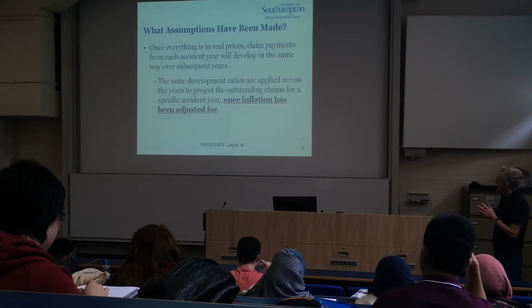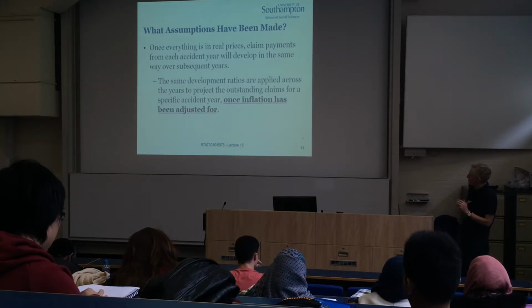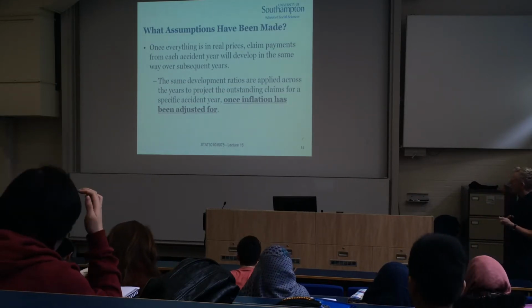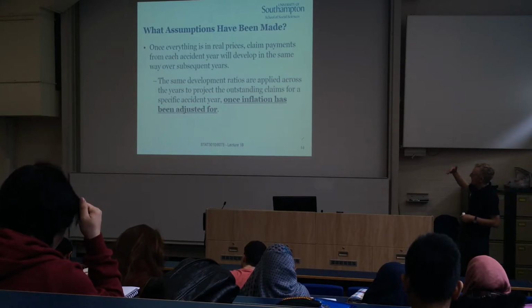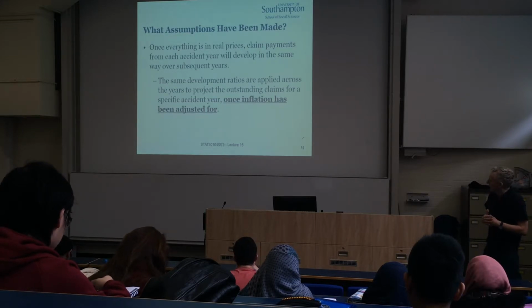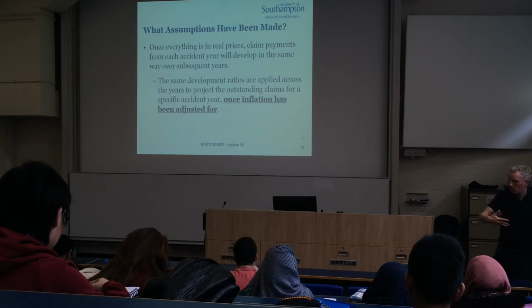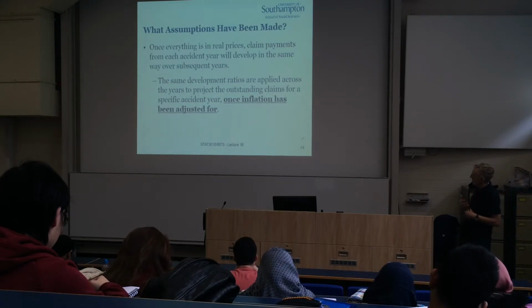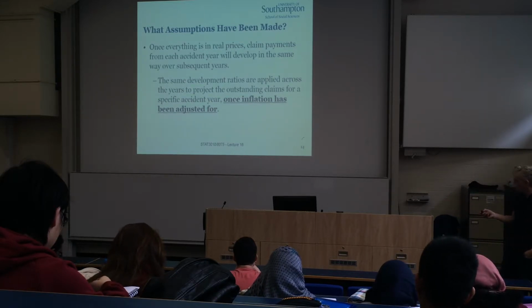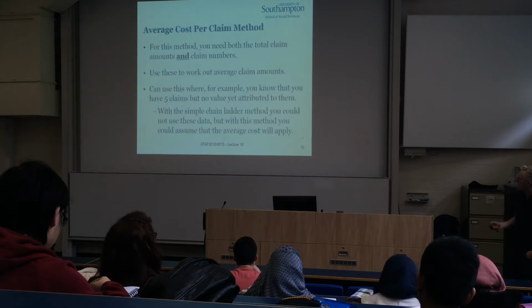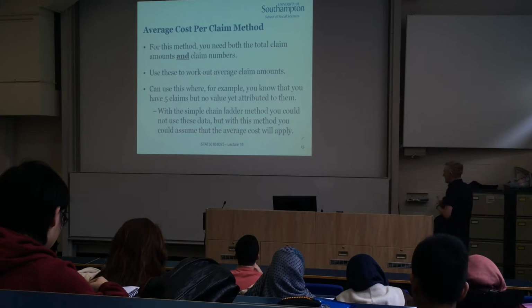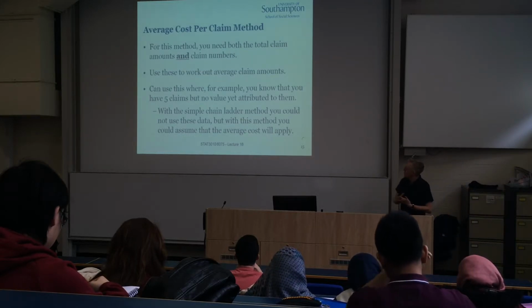Okay, what assumptions have been made? Well, pretty much the same assumption that we made on Friday once you've accounted for inflation. So the big assumption is that really these development ratios that we calculate based on historic data apply for each of the years. Okay. Again, as I say, once inflation has been adjusted for. Okay, so that covers the basic method of adjusting for inflation in this process.